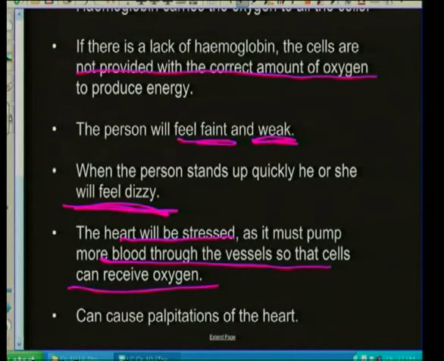Because there's less hemoglobin, this heart of yours, this engine in your body, needs to pump blood faster so that everything can reach where it needs to reach on time. This can also cause palpitations of the heart, irregular beating of the heart.